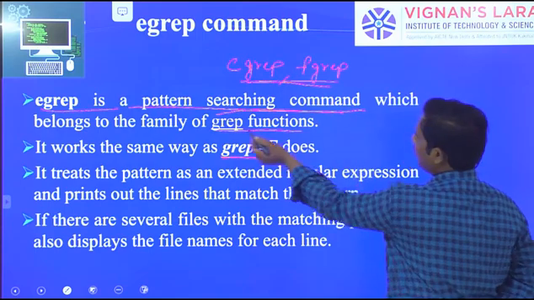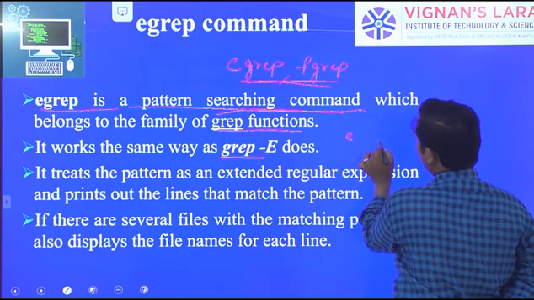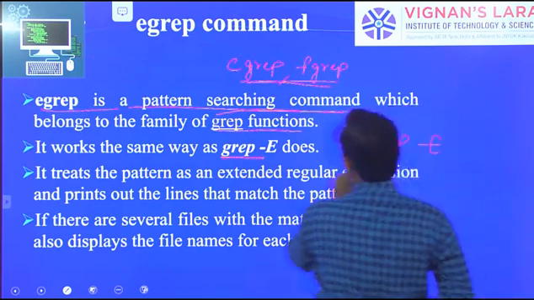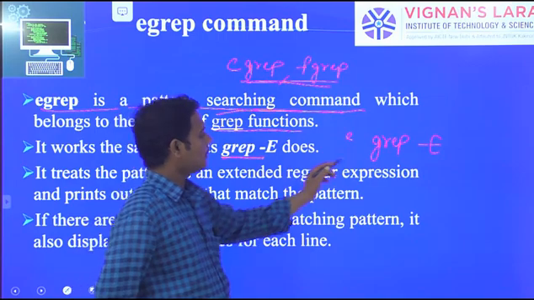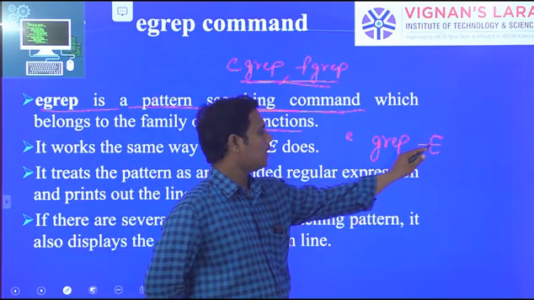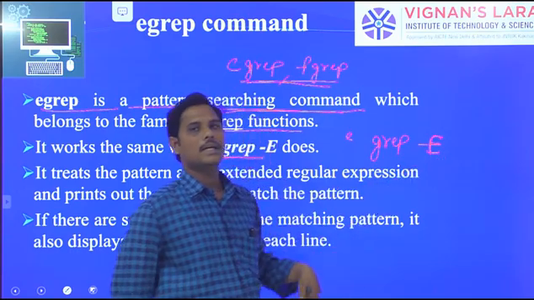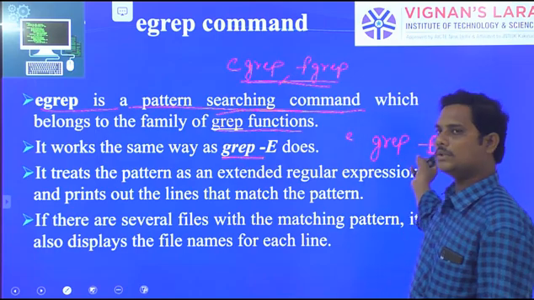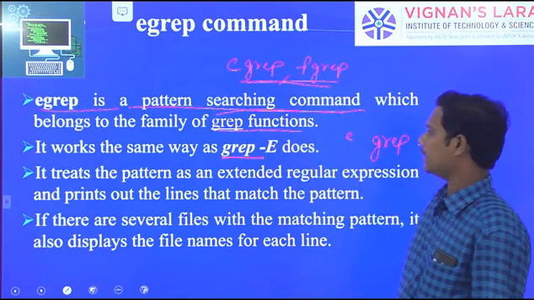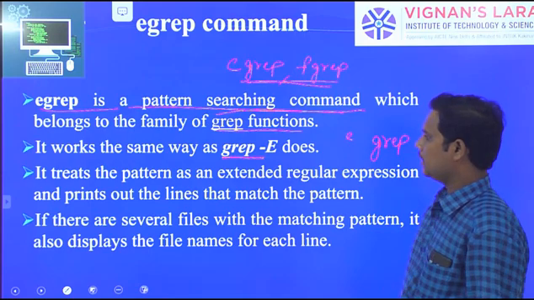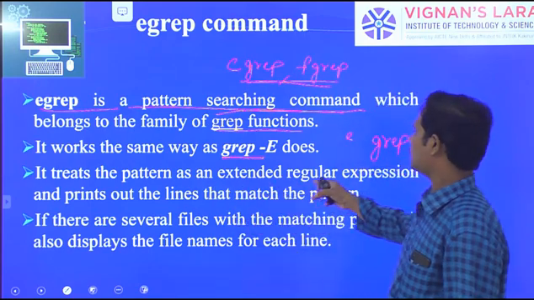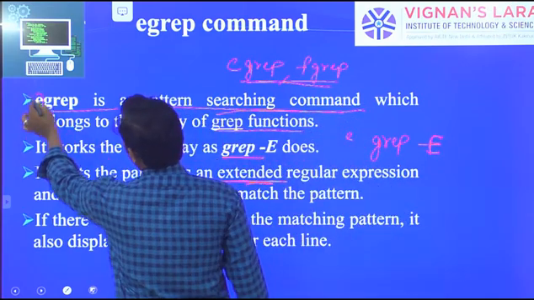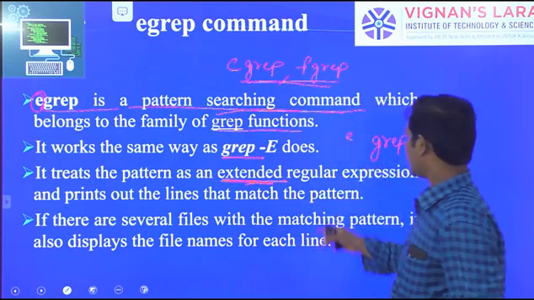Suppose you are not writing egrep, you are just writing grep with option E. If it is used, it is converted into egrep. If you use capital option E, it is egrep. No need to write egrep, you can just use option E and it is converted to egrep. It treats the pattern as extended. E means extended grep, extended regular expressions.